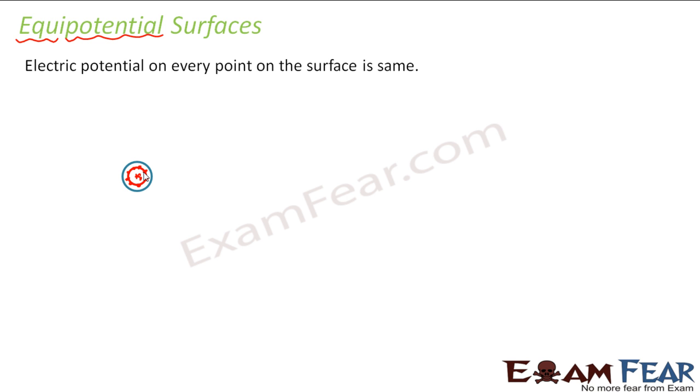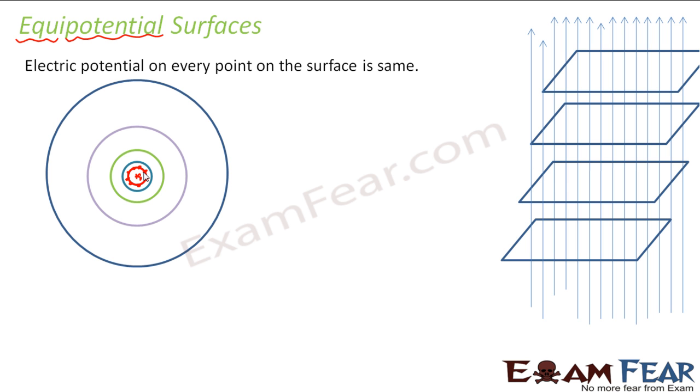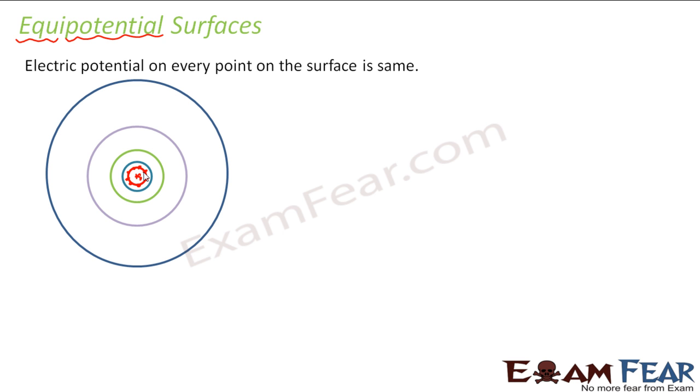Similarly, if you have another surface somewhat like this, the potential at each point will be the same. Similarly, if you have a series of concentric circles, they will form equipotential surfaces because the potential at each and every point on that surface is the same. Since all the points are at equal distance from the source charge, the potential at all the points is equal. So this is one example of an equipotential surface.